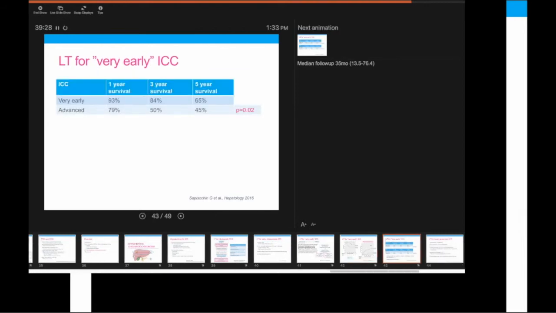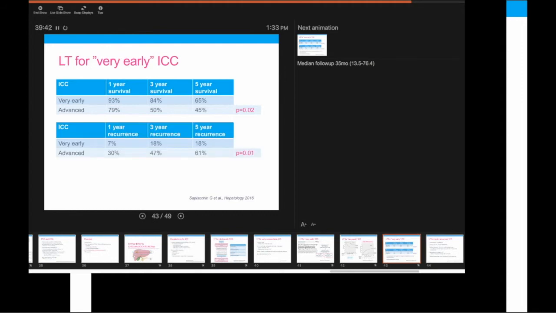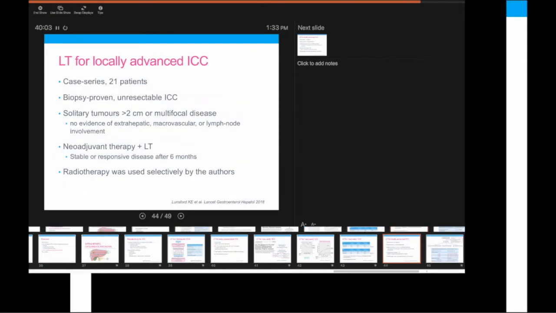And these are the numbers in terms of survival. For very early, 1-year survival was 93% and 5-year was 65%, versus advanced, 79% at 1 year and 45% at 5 years. Tumor recurrence was high in the advanced stage, 30% at 1 year and 61% at 5 years. So in this study, they were suggesting that in patients who have cirrhosis and very early intrahepatic cholangiocarcinoma, they may be candidates for liver transplantation. However, prospective studies would be needed to further study this.